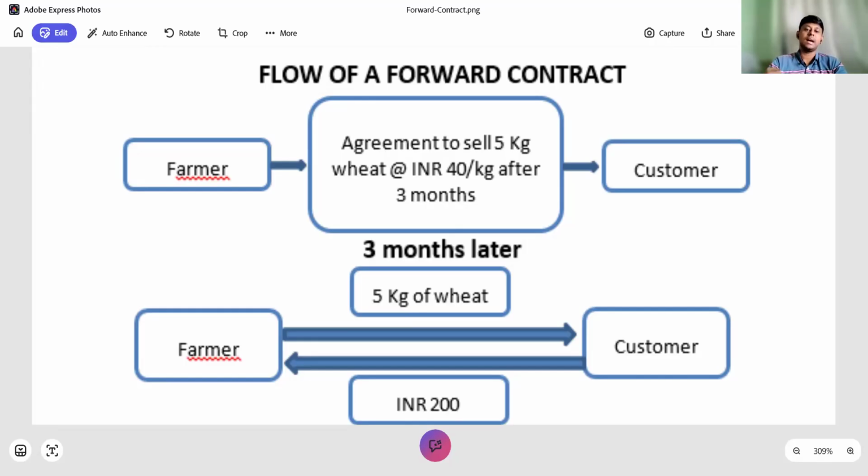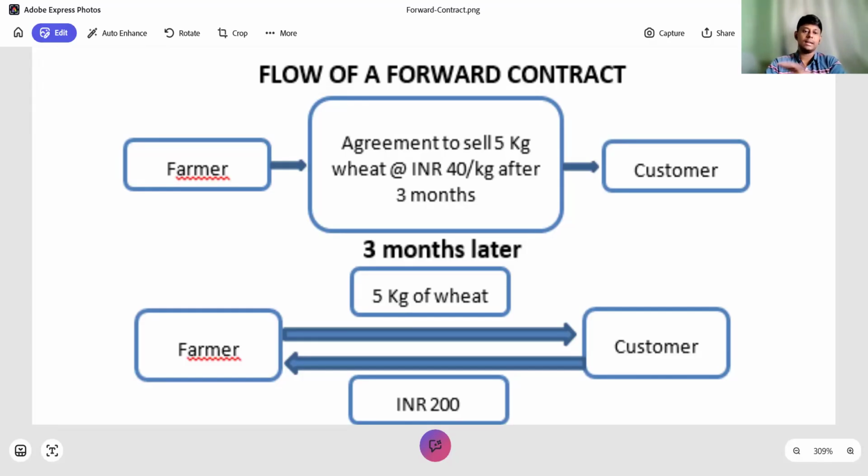Another limitation is that forward contracts are generally less liquid. Since each contract is customized, it is not easy to transfer or sell it to someone else before the expiry date.